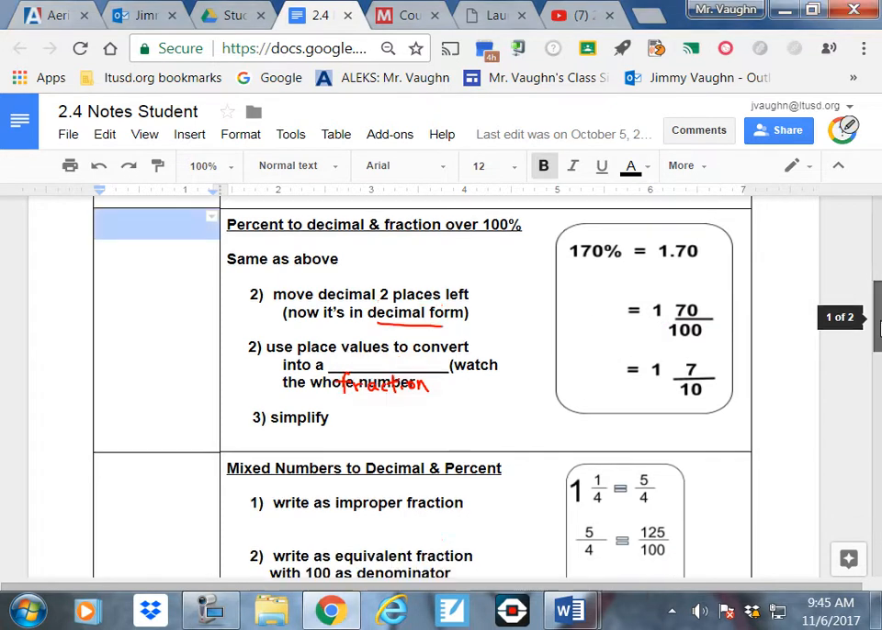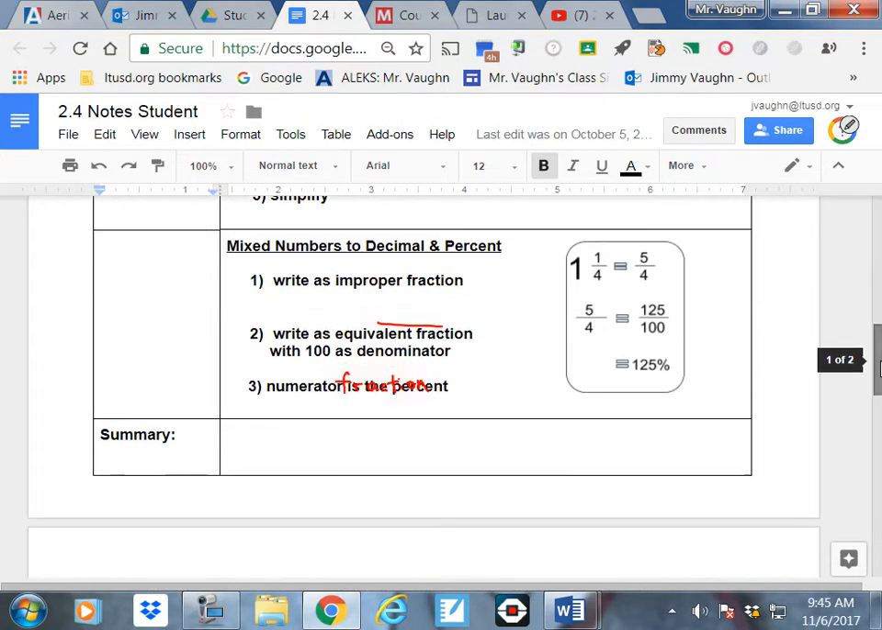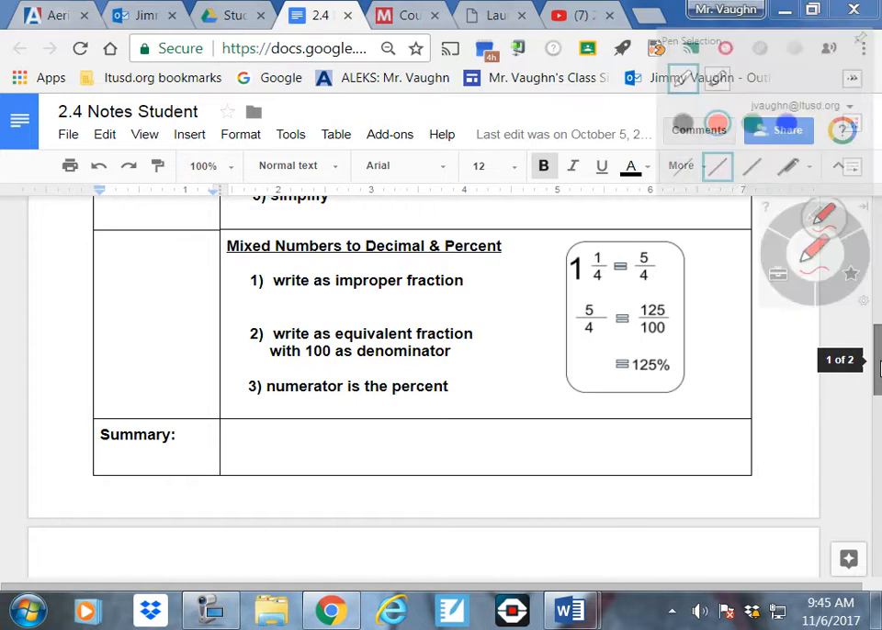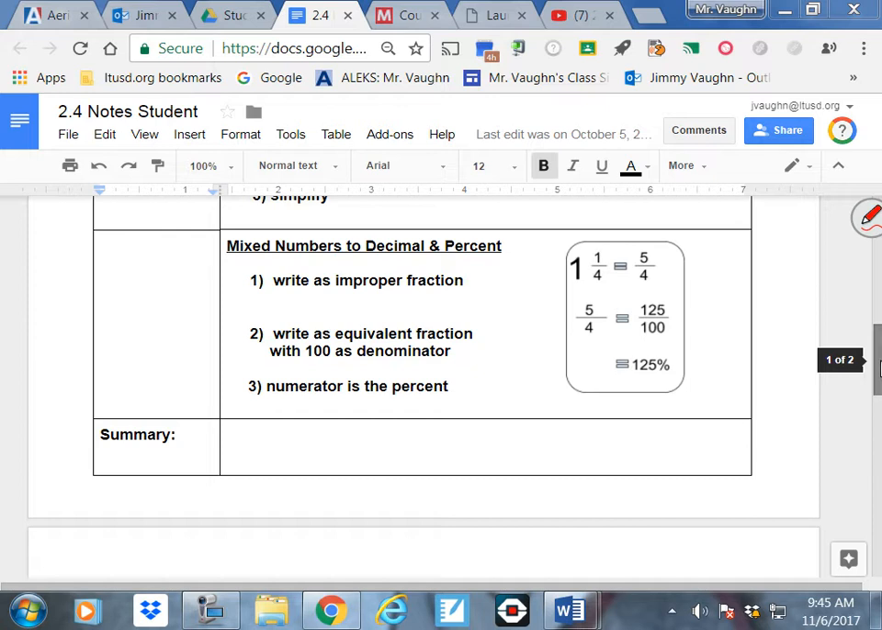And now we're going to deal with some mixed numbers. Mixed numbers, if you recall, are whole numbers and fractions together. So when we're dealing with those, you can deal with it a couple ways. I'm going to show you the way that the book shows you first, and then the way that some of your past teachers might have showed you. So write it as an improper fraction.